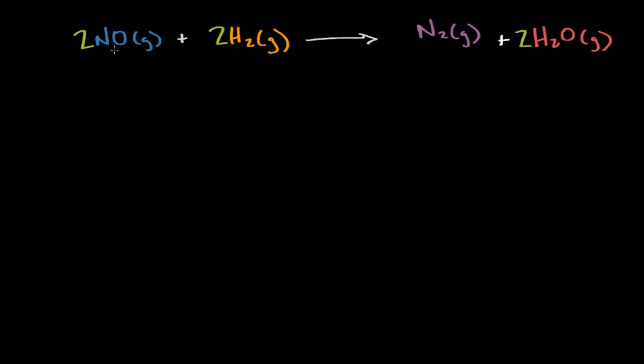I've got 2 moles of nitric oxide in the gaseous state and 2 moles of hydrogen gas, and they're reacting to give me 1 mole of nitrogen gas plus 2 moles of water vapor, H2O in the gaseous state.